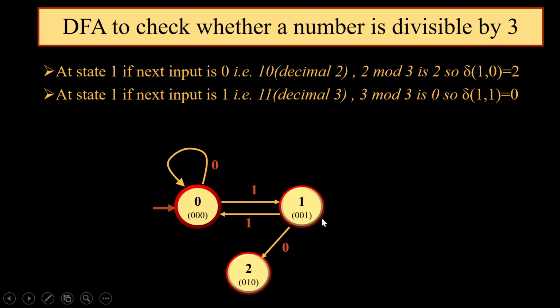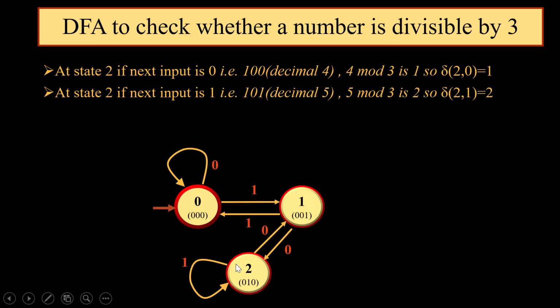We move to the next state, that means state number 1. At state number 1, if next input is 0, we have a decimal equivalent of 2. 2 mod 3 is 2. So, delta transition of 1 on 0 will give us 2. And if we are at state number 1, we get 1 after that as input, which is equivalent to decimal 3. 3 mod 3 is 0. So, delta transition of 1 comma 1 is 0.